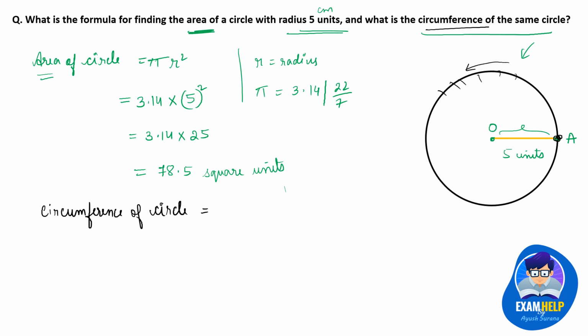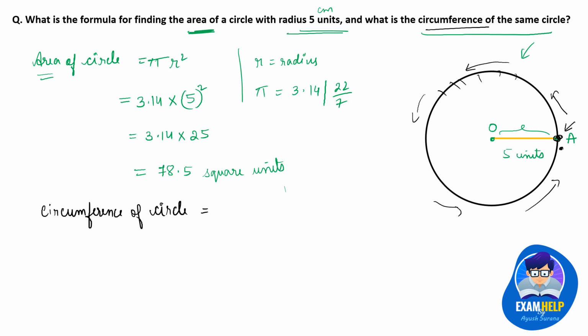Suppose we start from this point A. Like this we start from point A, we move and again we come to the point A here. So this whole complete circle, this whole boundary, is known as circumference. This whole boundary from point A again to point A is known as circumference, the circumference of the circle. We don't use the word perimeter in a circle, we rather use circumference.